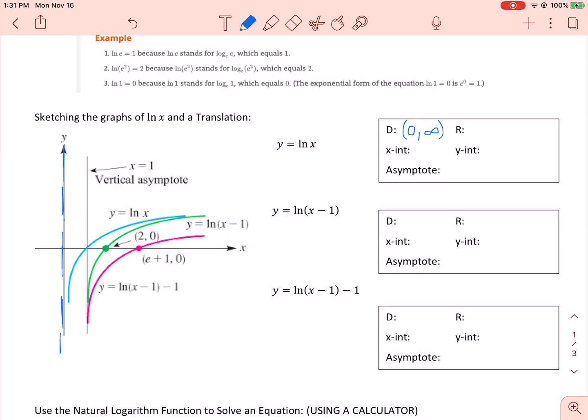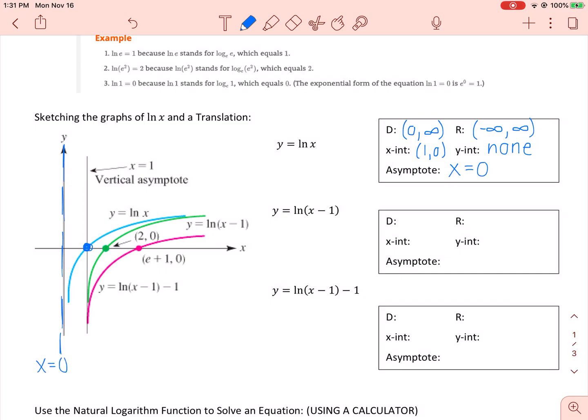The range for the blue doesn't have any restrictions, right? It's going to go on forever. It's going to have arrows. The x-intercept is right here. X-intercept is going to be at the point 1, 0. Y-intercept, it's never going to have one because that asymptote at x equals 0 is going to affect it. So there's going to be no y-intercept, and I kind of already jumped the gun. Asymptote is x equals 0, this blue dashed line here.